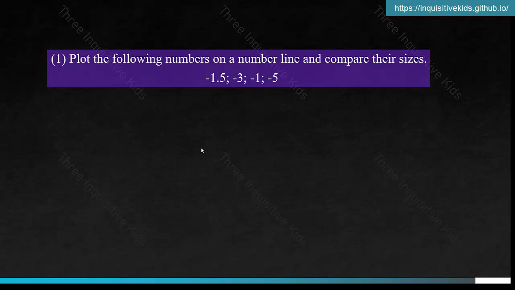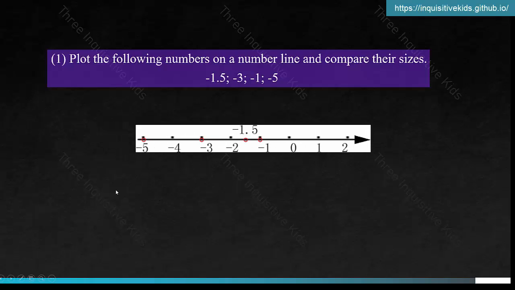Plot the following numbers on a number line and compare their sizes. So we have the numbers negative 1.5, negative 3, negative 1, and negative 5. So we have to plot them on the number line. Negative 5 is the smallest, so it goes on the most left side. And then negative 3 is after negative 5, and then negative 1.5, and then negative 1.